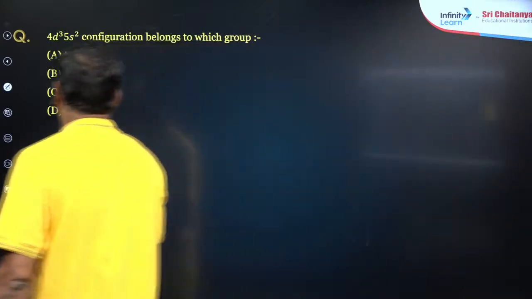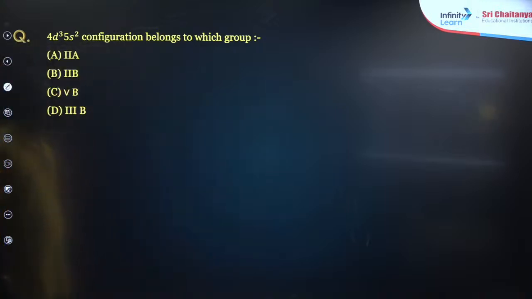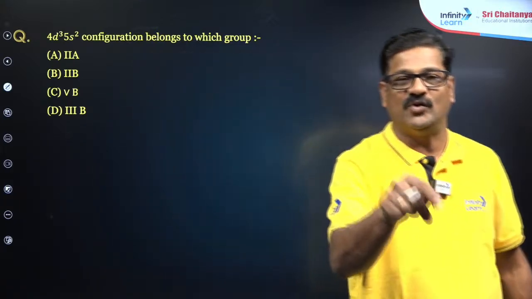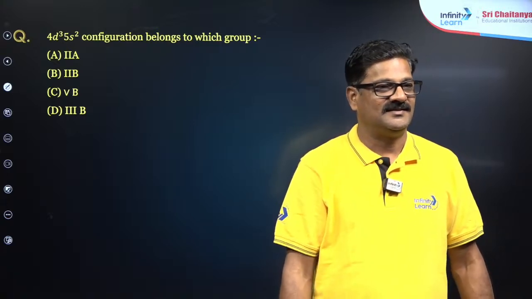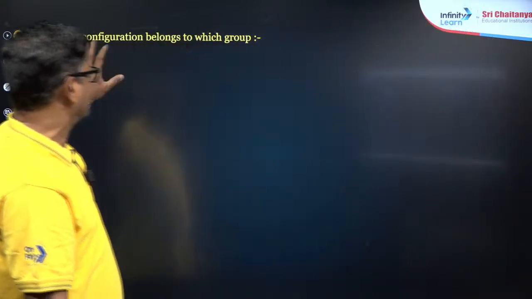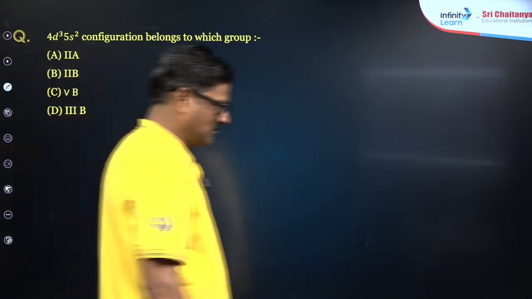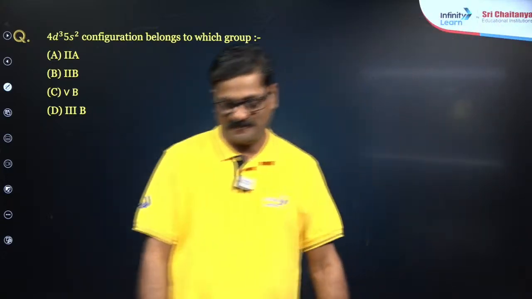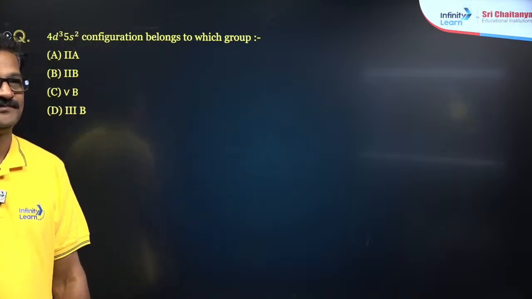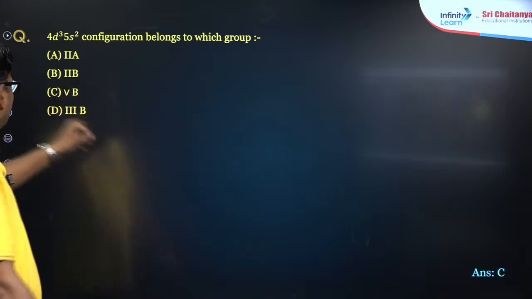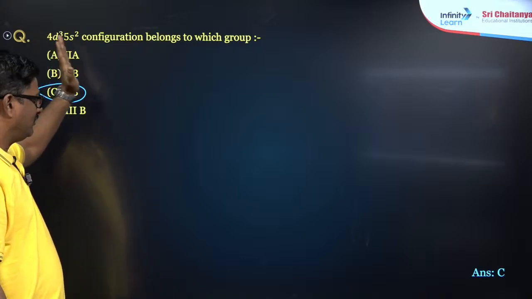Now, one more: 4d3 5s2 configuration belongs to... I want you to keep the NCERT textbook along with you and you will understand. It is purely based on NCERT questions. NEET examination asks this type of questions. Who will give the answer? Quickly. You want to say C, Yashashwini Sharma, 5B. So it is going to be C. Yes, exactly. Perfect. d1, d2, d3.